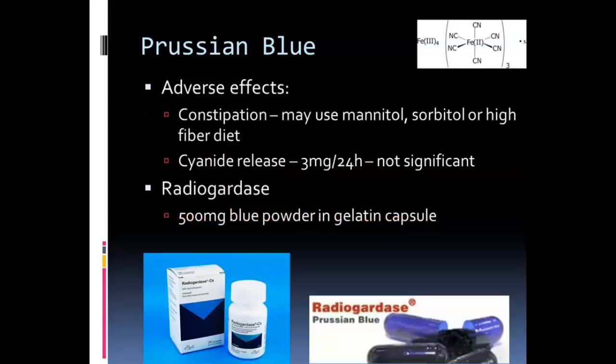Adverse effects are not very much. There's mostly constipation. Notice that the structure does have a lot of cyanide groups in there. There's a lot of concern that cyanide might be released, but it is in very, very small amounts, and not significant. It's not something that should cause symptoms, but you should be aware that Prussian blue is essentially an iron bound to 6 cyanide groups, but generally cyanide is not released or absorbed in any appreciable quantity. And it's got this bright blue color to it. Comes in blue capsules with this sort of blue stuff that kind of looks like charcoal on the inside.